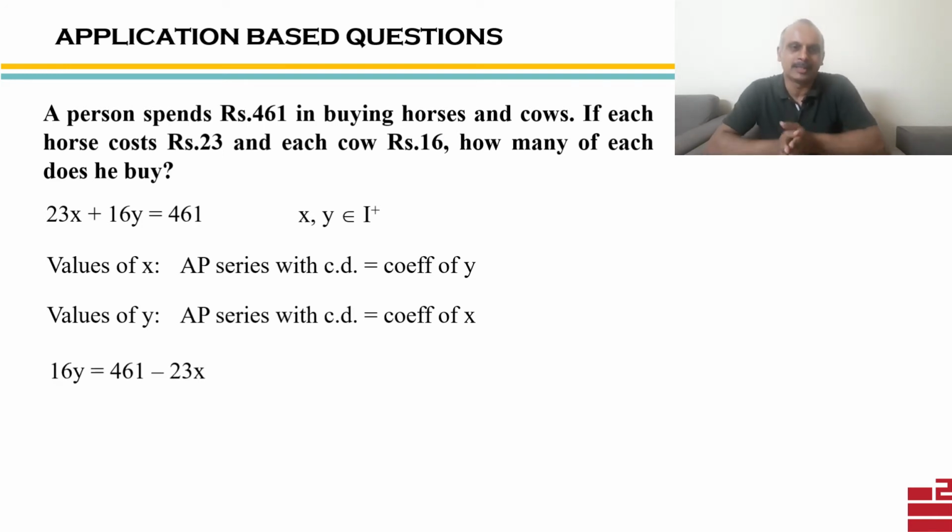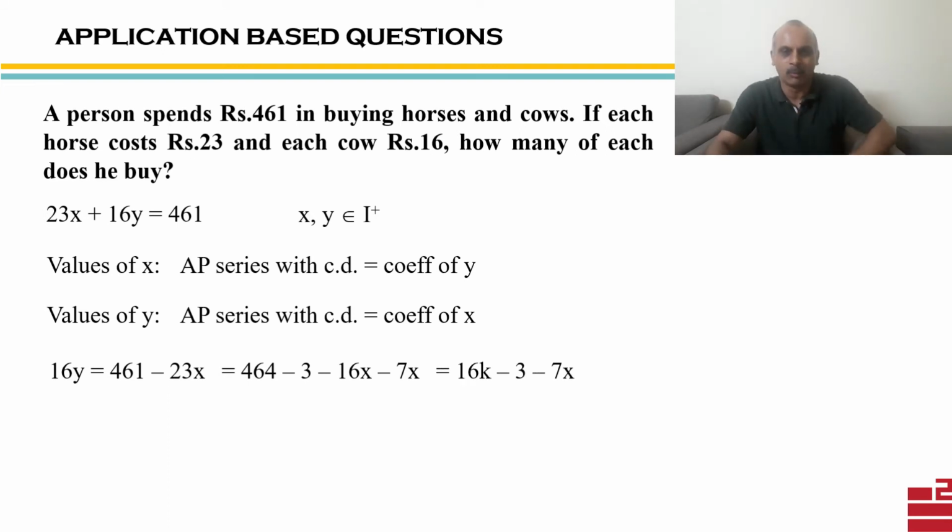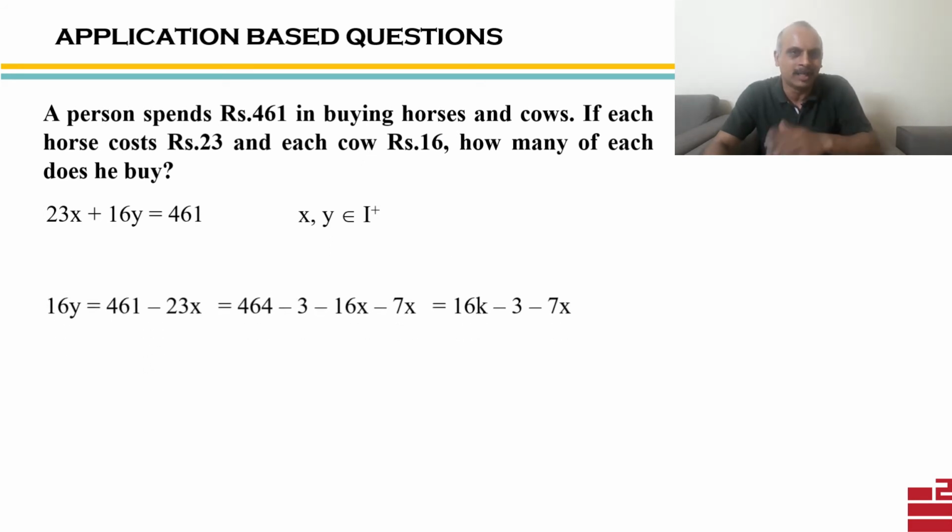So, what I do is 16y I can write as 461 minus 23x. And this I further write as 464 minus 3 minus 23x. What I am doing is 464 is a multiple of 16 and 23x I split as 16x plus 7x. And so I segregate the multiples of 16 and the balance, and what I get is 16 times something. Basically 464 minus 16x is written as a multiple of 16, and the rest of the terms are written as it is, that is minus 3 minus 7x.